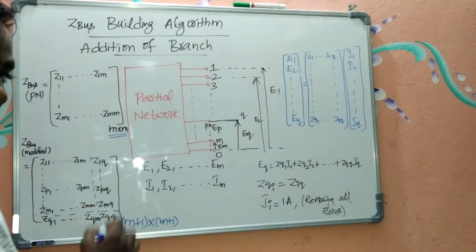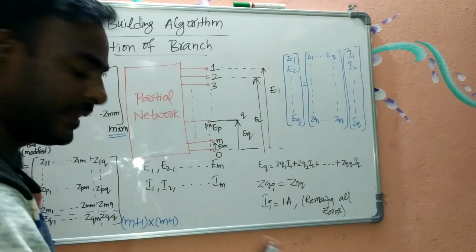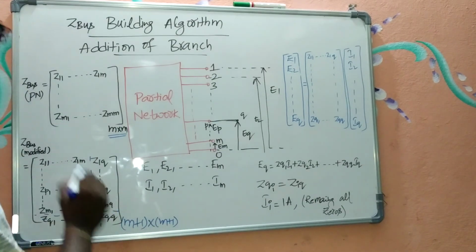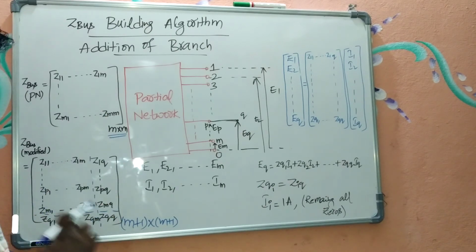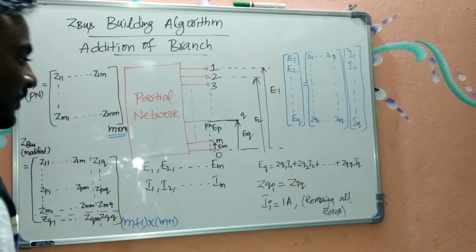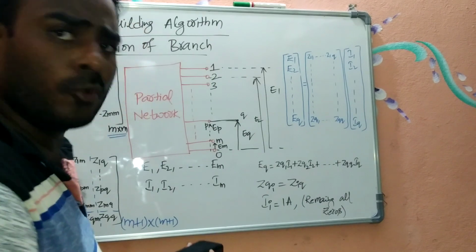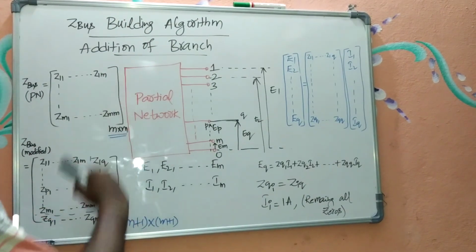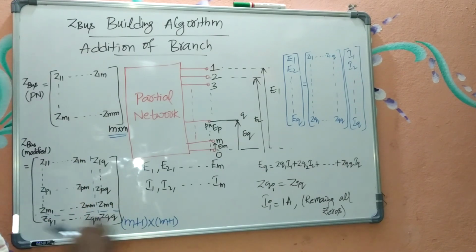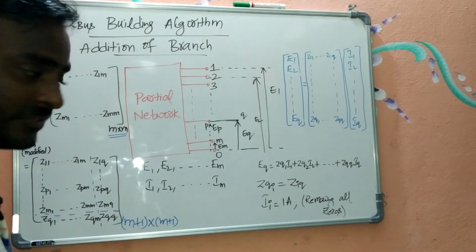Except for the last row and the last column of the modified Zbus matrix, this matrix remains the same. If you observe, I copied the same matrix here. We added an extra row and extra column. Now, how to find these elements? Because in order to find the modified Zbus matrix, we need to find the last row and last column values.